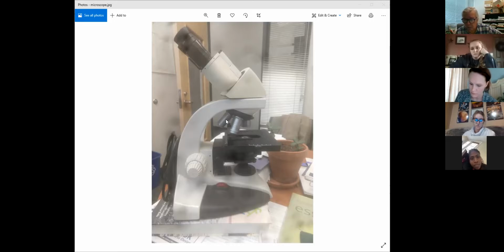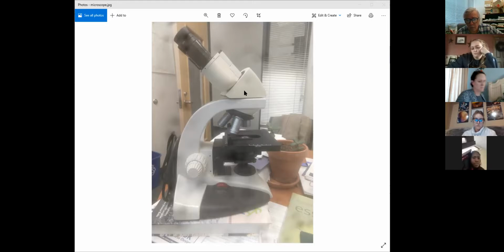There are 4 objective lenses, and they're on a revolving nose piece. You can select each one by clicking it in. They're color-coded. This one is red, which is called scanning, which is 4x. There's another one that's yellow, called low power, 10x. Another one is blue, called high power, 40x. And there's another one that we don't actually use anymore, called the oil immersion lens, which is 100x, and it's black or white.